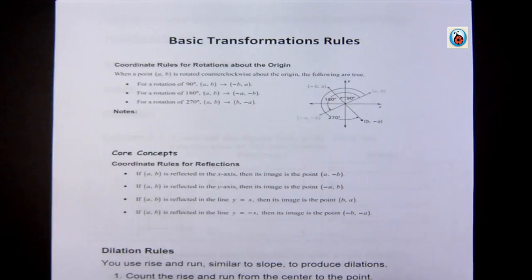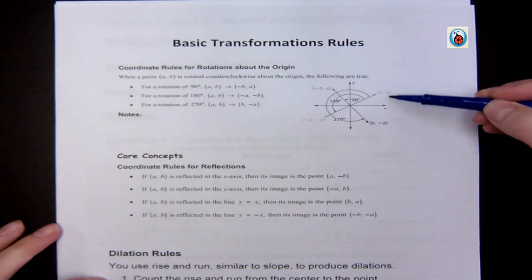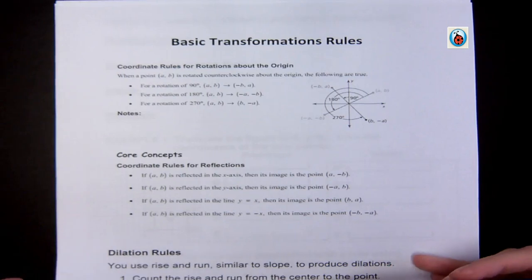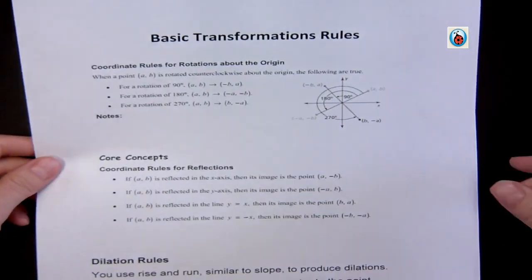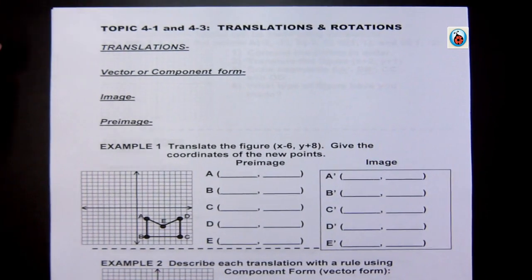Okay, so this packet is about transformations. These are your basic transformation rules for rotations, reflections, and dilations. We're going to go through some examples for your packet. First we have some vocab here.